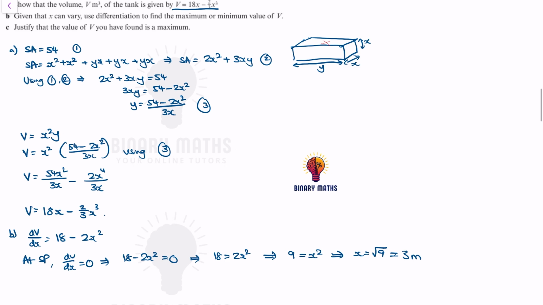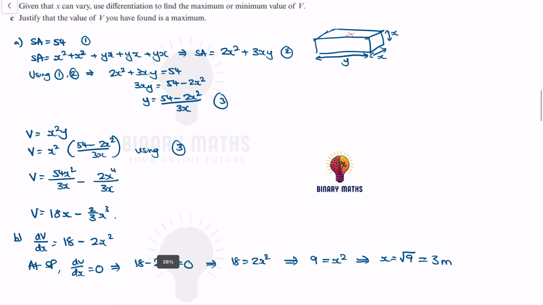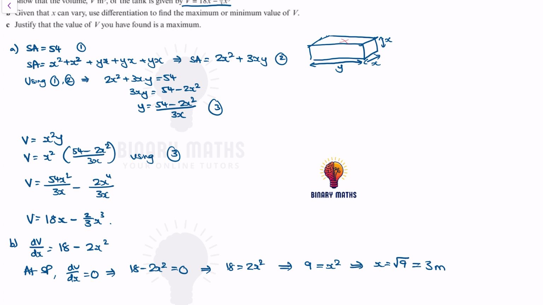Okay, so first we need to find out the maximum or minimum. So that means v is equal to 18x minus 2/3 x cubed, which is equal to 18 times 3 minus 2/3 times 3 cubed. If you put that into a calculator, you get 36. So 36 meters cubed.